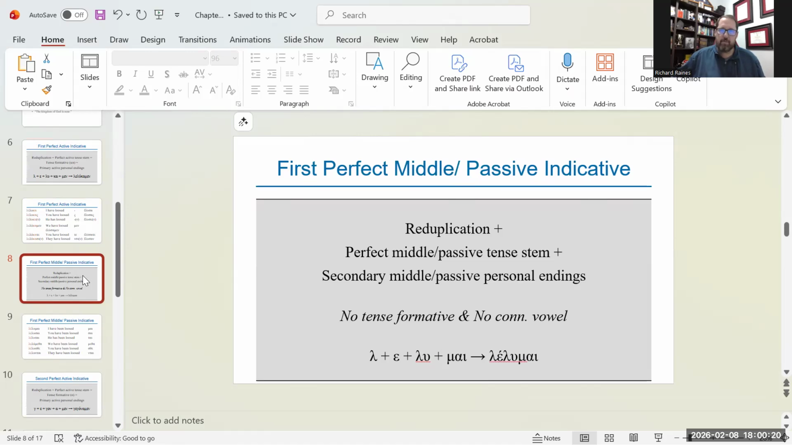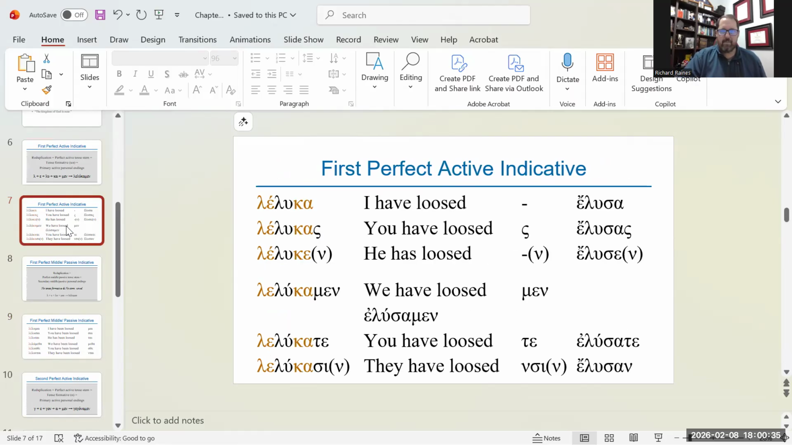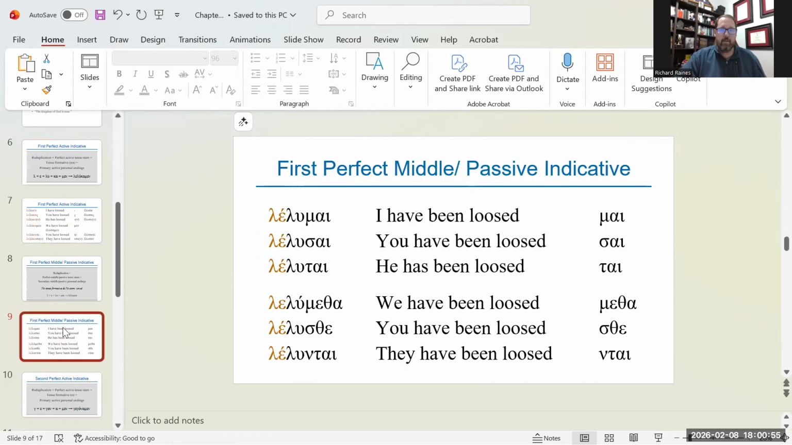So this is the first perfect middle and passive. So the first one was the active, right? Now we're looking at middle and passive. Now the difference between the way you're going to translate the active versus the middle or passive is, go back up to this slide, the active: I, you, he, we, you, they, have, or has. That's how you're going to translate, for the most part, unless context tells you to translate it with is or are. Context will tell you. But with the middle and the passive, have or has been, right?